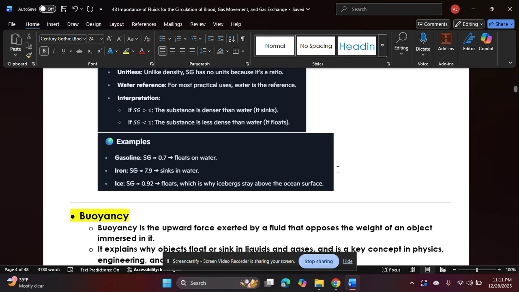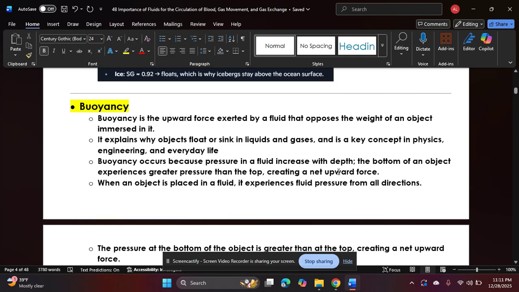Buoyancy is very important again for the MCAT. Buoyancy is the upward force exerted by a fluid that opposes the weight of an object immersed in it. It explains why objects float or sink in liquids and gases and is a key concept in physics, engineering, and everyday life. Buoyancy occurs because pressure in a fluid increases with depth. The bottom of an object experiences greater pressure than the top, creating a net upward force.